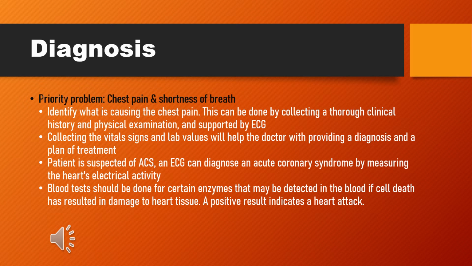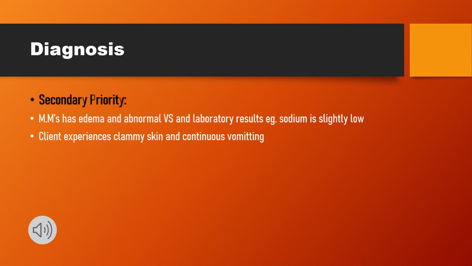ECG can help diagnose acute coronary syndrome by measuring the patient's heart electrical activity. Blood tests should also be done for certain enzymes that may be detected in blood. If cell death has resulted in damage to the heart tissue, a positive result will indicate a heart attack. Mrs. MM has edema and abnormal vital signs and laboratory results. For example, her sodium is slightly low. She is also experiencing clammy skin and continuous vomiting. These are all indications of worsening symptoms of ACS.